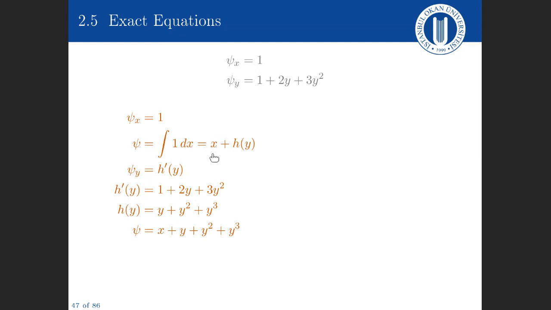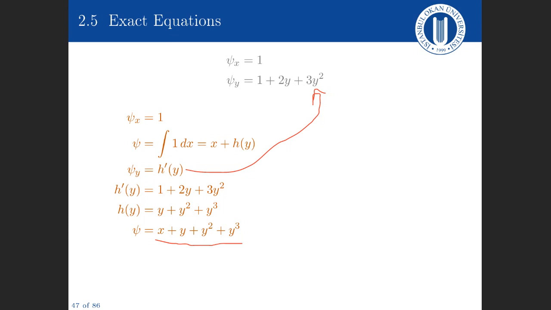Integrate with respect to x to get x plus h of y, and then differentiate it with respect to the other variable. Because I integrated with respect to x, I'm going to differentiate with respect to y to get h prime of y. Compare that with the equation at the top. We can see that h prime must be 1 plus 2y plus 3y squared. So then we want the function h to be y plus y squared plus y cubed. As soon as we know h, we can write down psi. Psi is x plus y plus y squared plus y cubed.